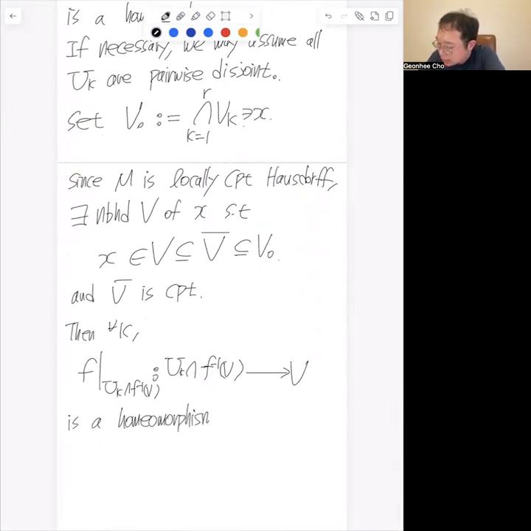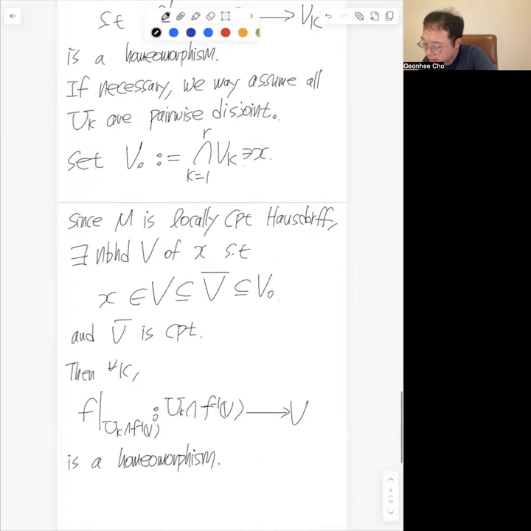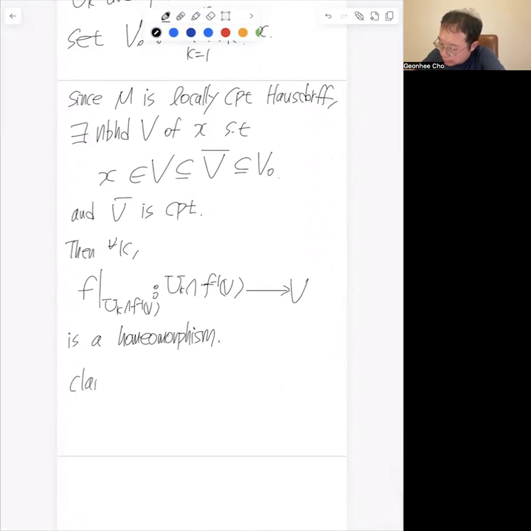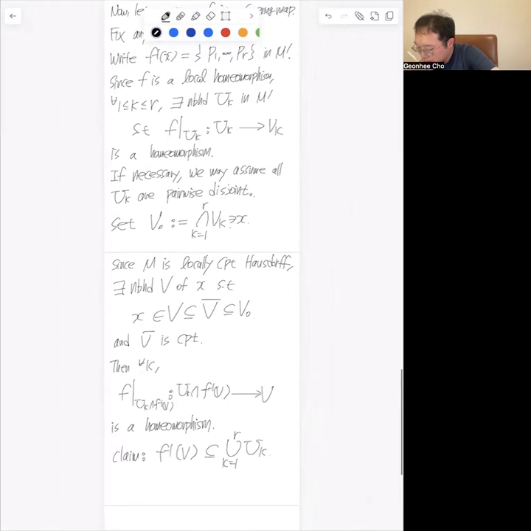But still, this is not the end of the story yet, in the sense that we are still using the restriction. We cannot yet say rigorously that f inverse of V belongs to the union from 1 to r of those U sub k. This is what we'd like to claim. So why is this not sufficient? The reason is the following.